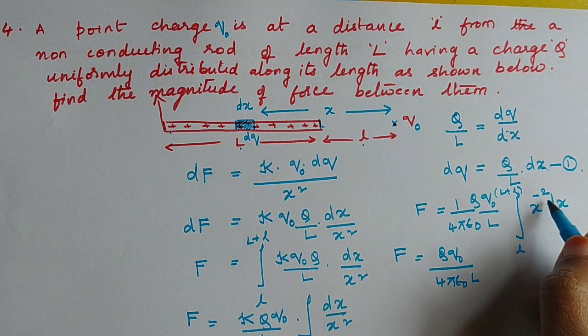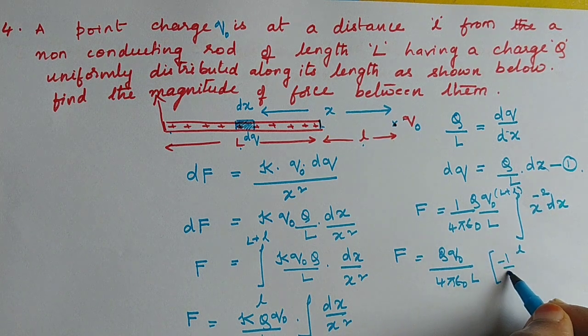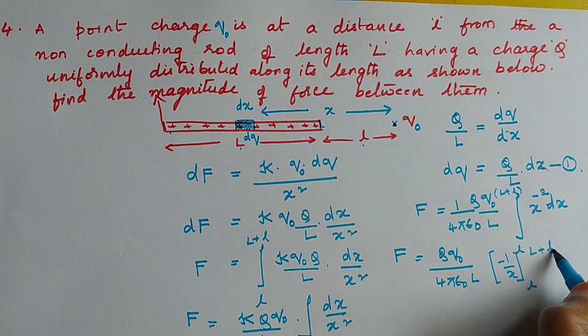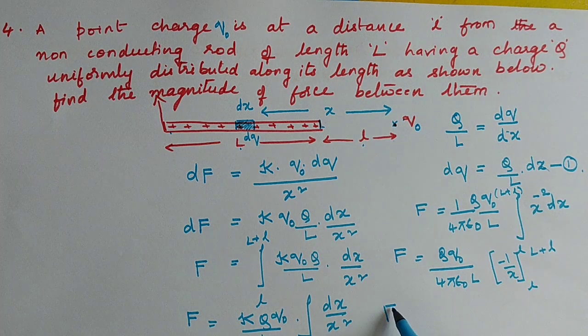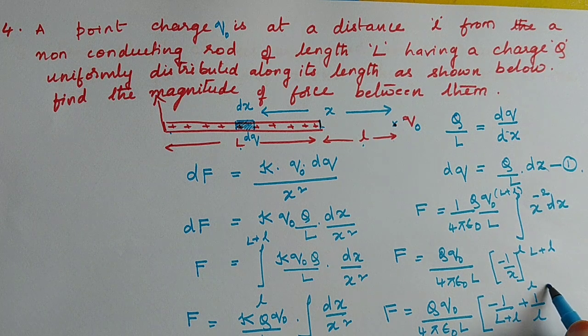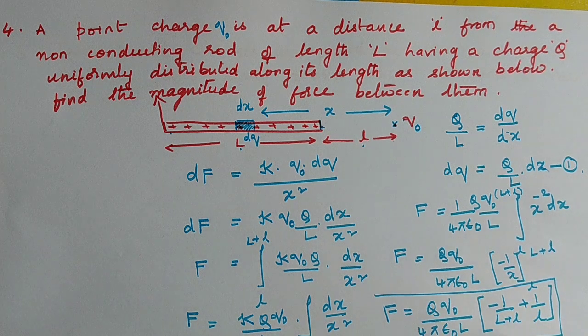X power minus 2 integral is x to the power minus 2 plus 1 by minus 2 plus 1, that is minus 1 by x. And the limits varying from L to L plus L. Substitute the limits, we will get the answer as Q naught by 4 pi epsilon naught L, first upper limit, minus lower limit. So your answer would be this, and you can go for further simplification.